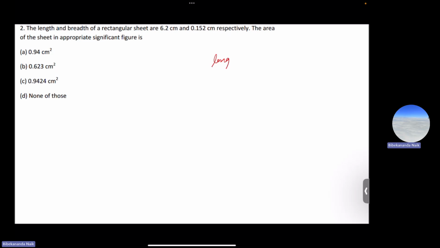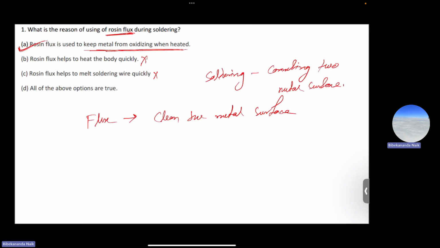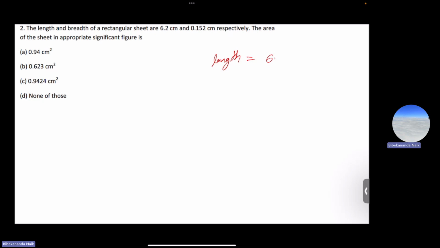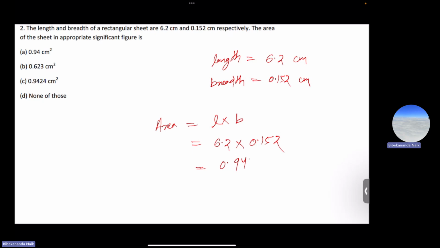So length is equal to 6.2 centimeter and breadth is equal to 0.152 centimeters. So what will be the area? We know for a rectangle, area will be length into breadth. So when you multiply 6.2 into 0.152, it will give you 0.9424 centimeter square. But the question says in appropriate significant figure.